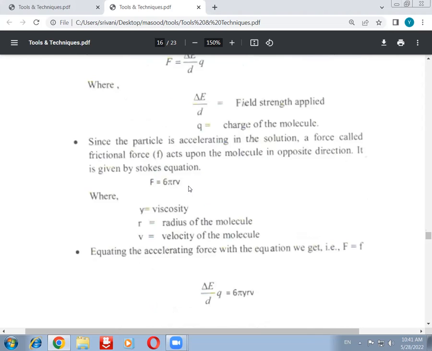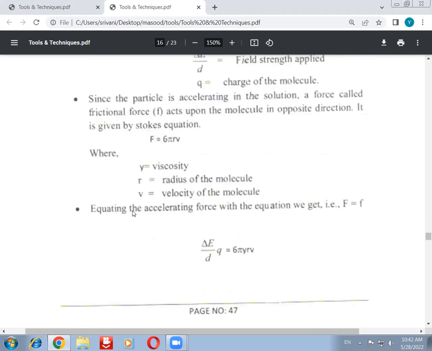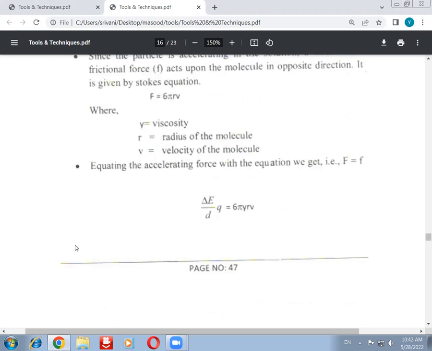F is equal to 6 pi RV, where R is the radius of the column, V is the volume of the substance. Next, 6 is taken due to the mobile phase as well as a film. V is the viscosity, R is the radius of the molecule, V is the velocity of the molecules. Velocity is also given because this is maybe the centrifugal separation. So due to that centrifugal, we are getting the force. Delta E by D Q is equal to 6 pi VRV. Okay.